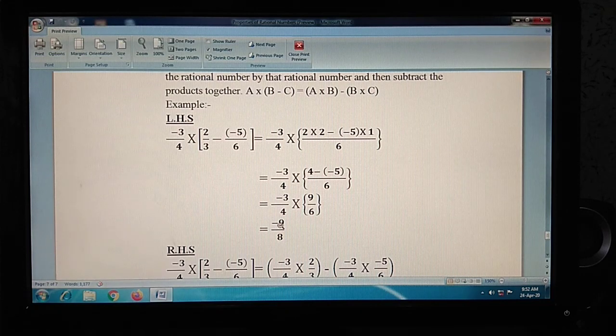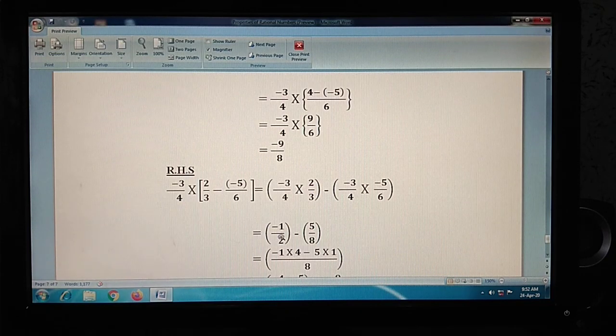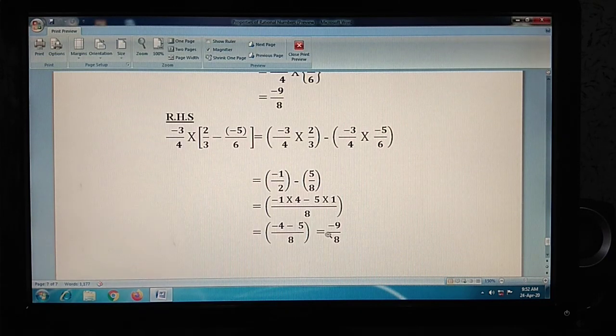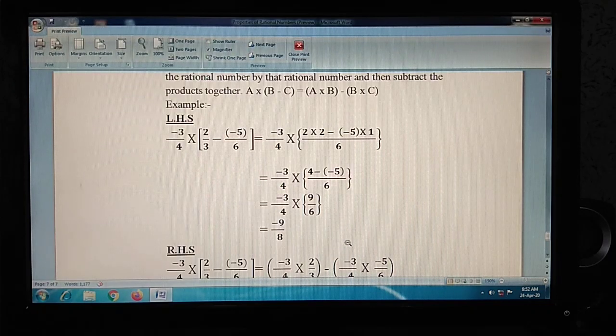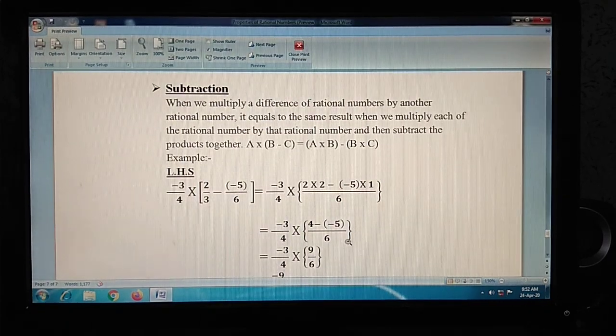You can see in the LHS we got minus 9 by 8. In the RHS also we get minus 9 by 8. So both the sides are equal. So even in case of subtraction, this distributive property of rational numbers holds. I hope you all have understood this much.